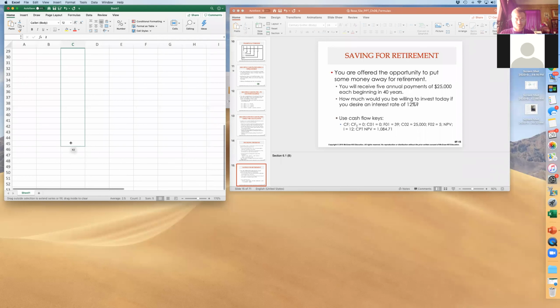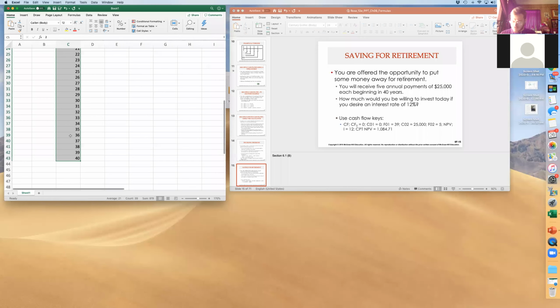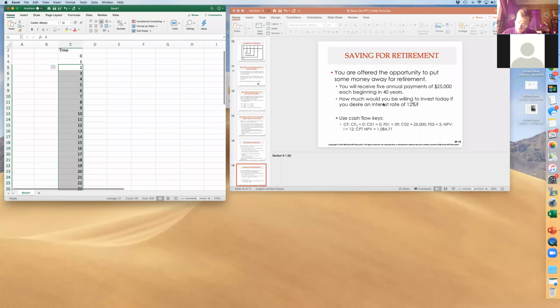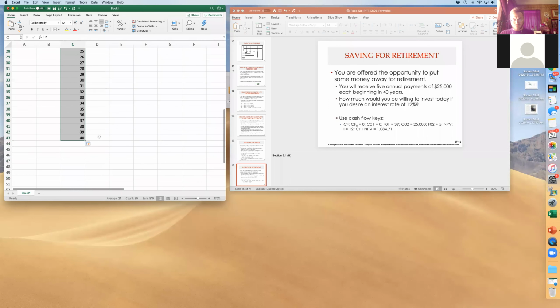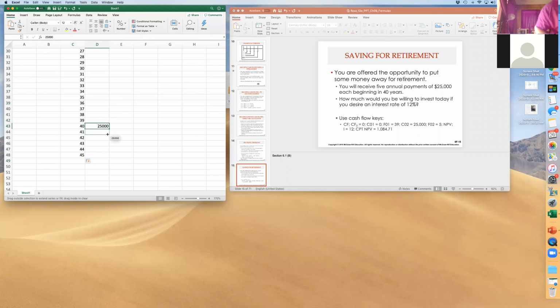Now you can imagine that I would be drawing a timeline just like this on the whiteboard. I'm just going to add the values in here. It says you're going to receive 5 annual payments of $25,000, each beginning in 40 years. So our first payment of $25,000 is going to come in that 40th year, right? So we're going to get 5 of those. So here's 1, 2, 3, 4, 5.